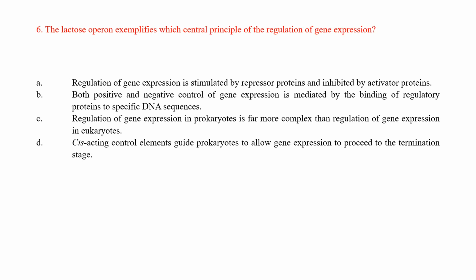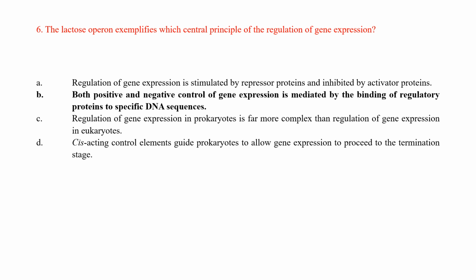Number 6, the lactose operon exemplifies which central principle of the regulation of gene expression? Letter A, regulation of gene expression is stimulated by repressor proteins and inhibited by activator proteins. Letter B, both positive and negative control of gene expression is mediated by the binding of regulatory proteins to specific DNA sequences. Letter C, regulation of gene expression in prokaryotes is far more complex than regulation of gene expression in eukaryotes. Or letter D, cis-acting control elements guide prokaryotes to allow gene expression to proceed to the termination stage.